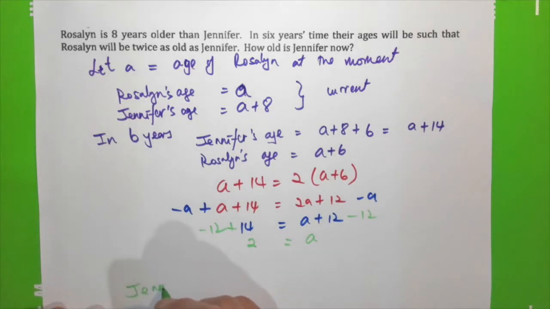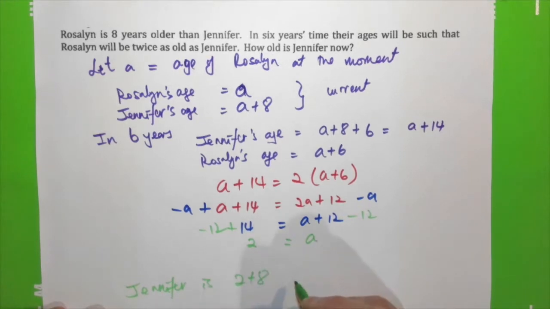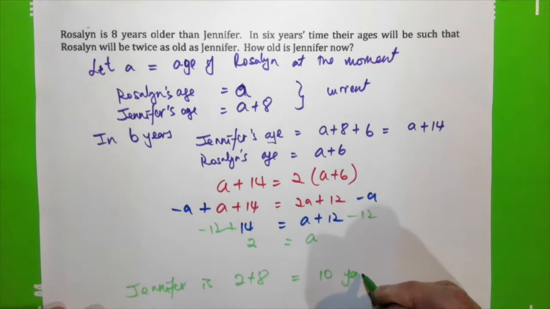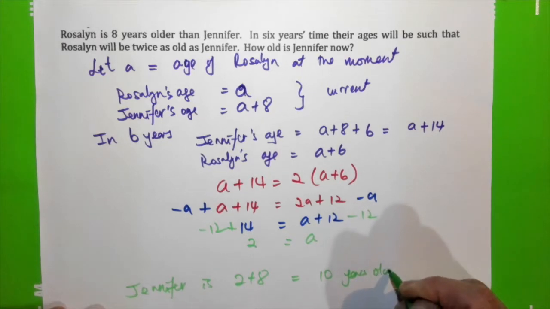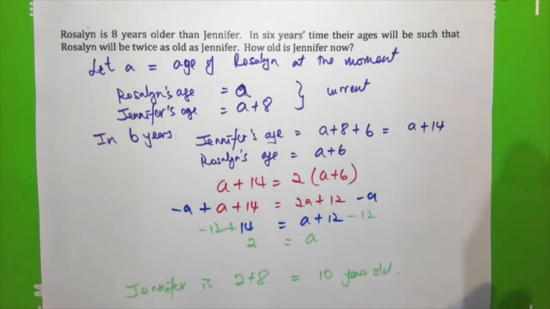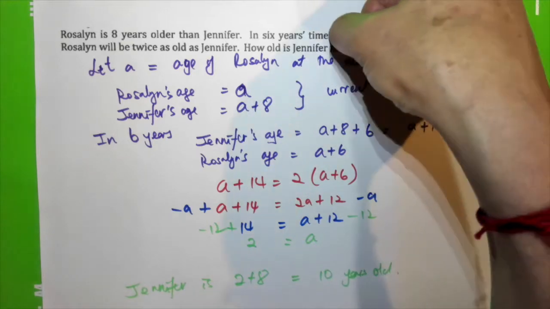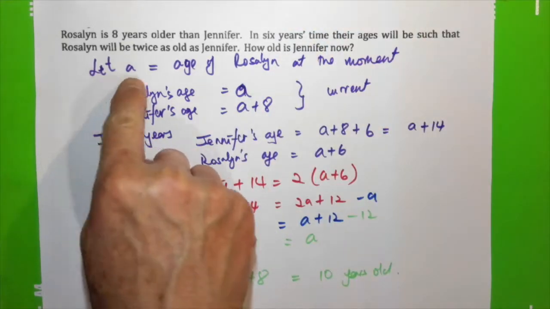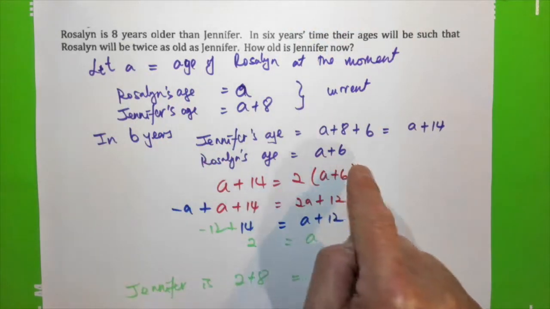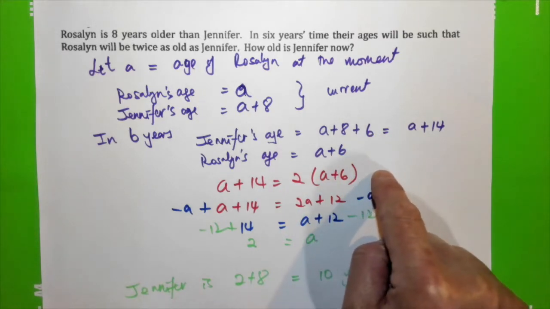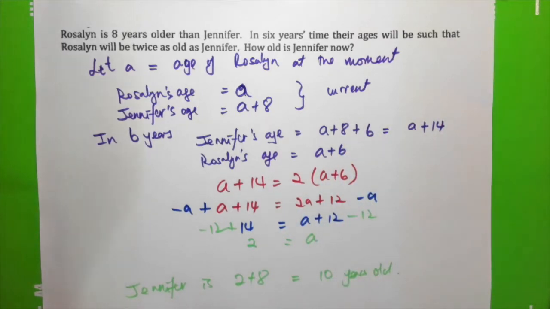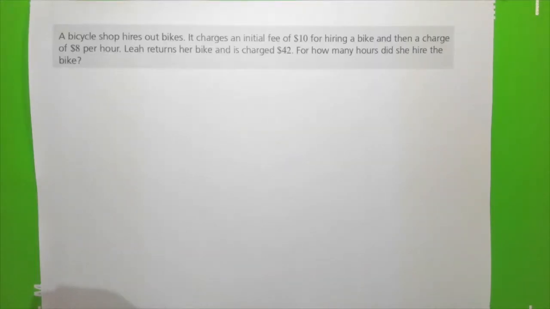Jennifer is 2 plus 8, which is 10 years old. This is how you actually use the information, define the pronumeral, write out the equation, and then solve it, which I'm going to show you.